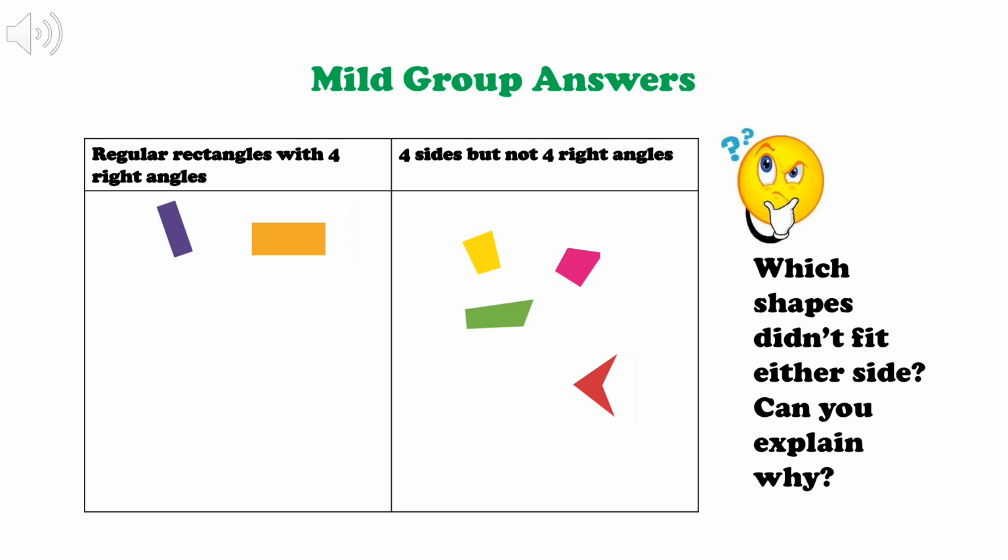Here are the answers for the mild group activity. On the right hand side you will see a question just to think about this a little bit further. Which shapes didn't fit either side? Are you able to explain why? And the answer is on the next slide.